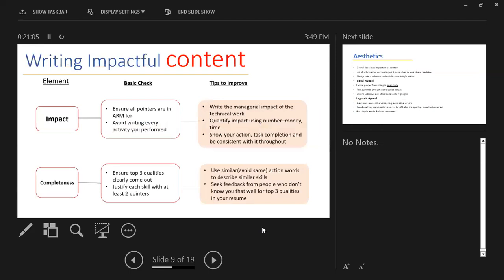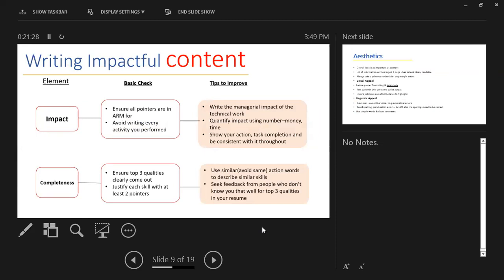We have just discussed this. On impact, ensure all pointers are in ARM, that is action, result, and measurement. Avoid writing every activity you performed. Do not write everything again. Write the managerial impact of the technical work. Quantify impact using numbers, money, time. Show your action and task completion, and be consistent with it throughout.